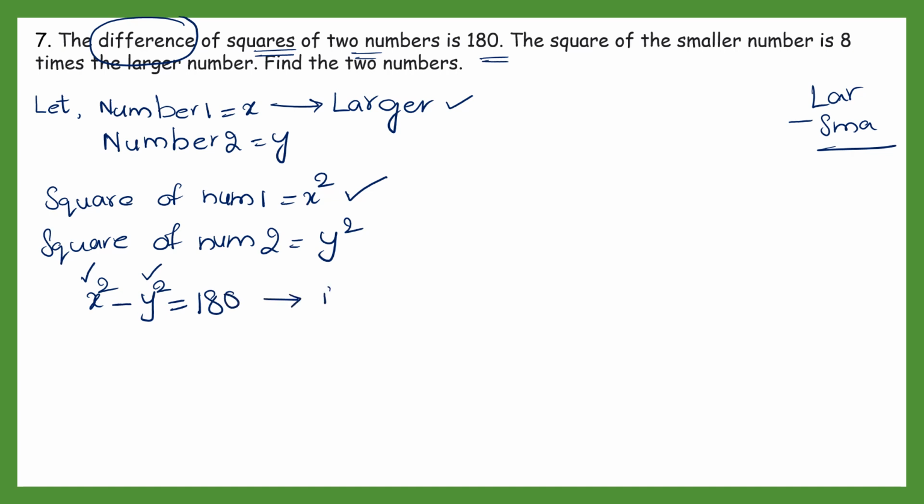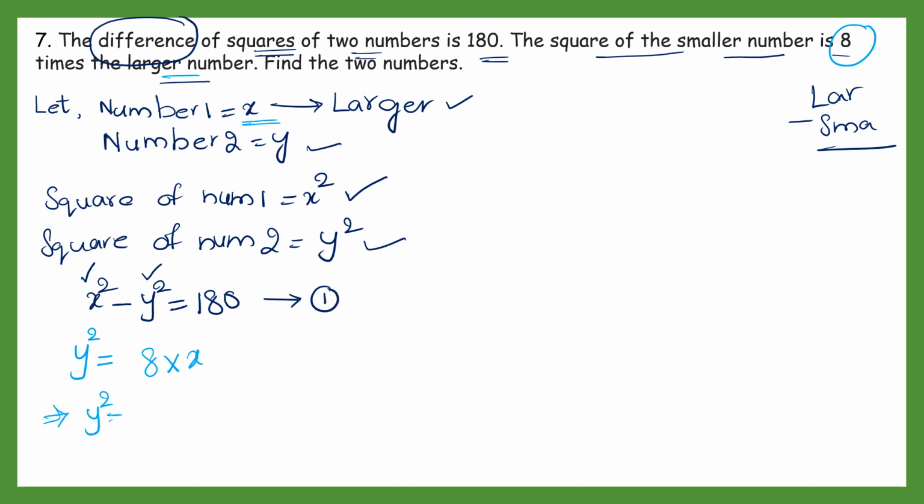This is one equation. And then they are telling square of smaller number is 8 times the larger number. Square of smaller number. What is smaller number? It is y. Its square is y square. Square of the smaller number is 8 times the larger number. We assume larger number as x. So y square is equal to 8 into x, means 8x. This is the second equation.